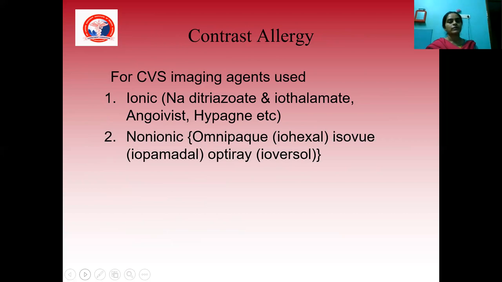Contrast allergy. For cardiovascular imaging, there are two types of contrast. They may be ionic or non-ionic. Ionic include sodium ditriodoxide and ethylamide and angiovist, hepagne, etc. Non-ionic will be omnipaque, iohexol, isobutyl, icomedol, ofitrate, ioversal, etc. So there are certain disadvantages between ionic and non-ionic contrast agents used.